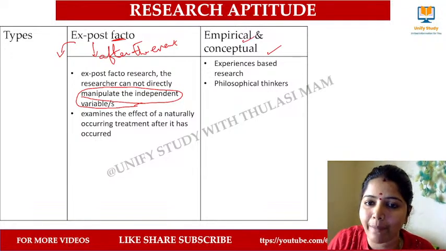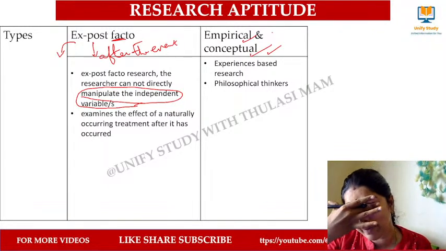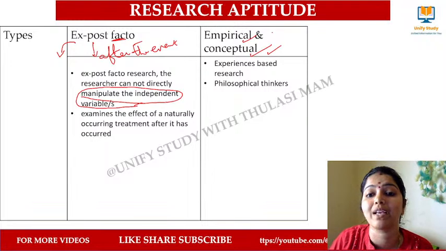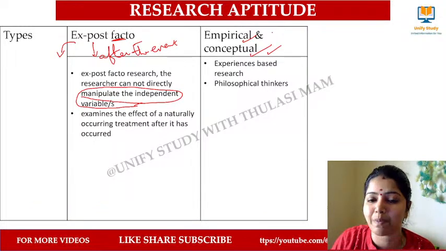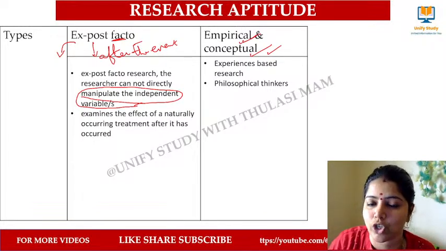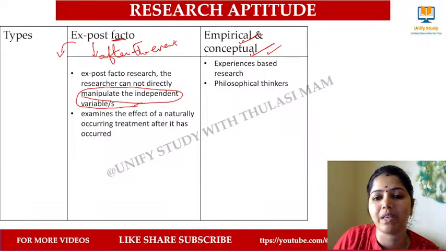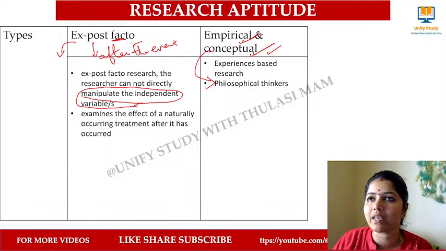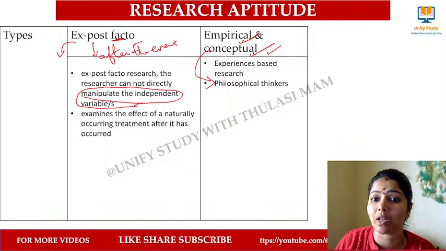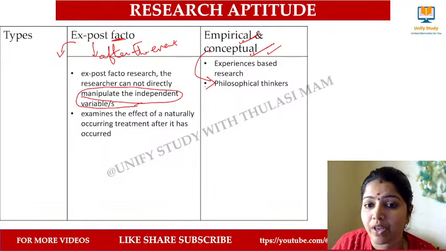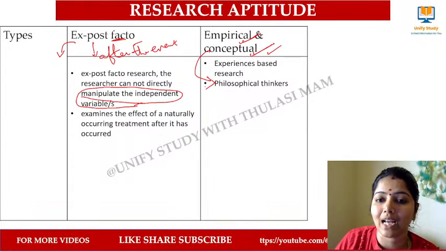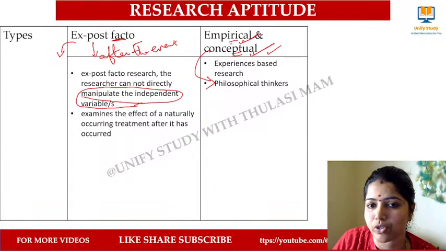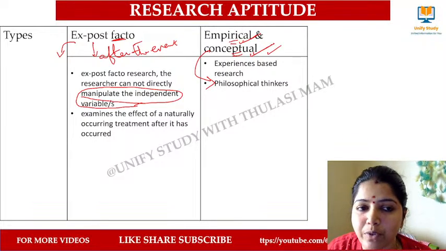The next are empirical research and conceptual research. Empirical research is research done based on the experience of the researcher, based on experiments. We call it empirical research. Conceptual research is research with respect to philosophical thinkers. They talk about religion, spirituality, and so on. They work on concepts and on philosophies, and that we call conceptual research.